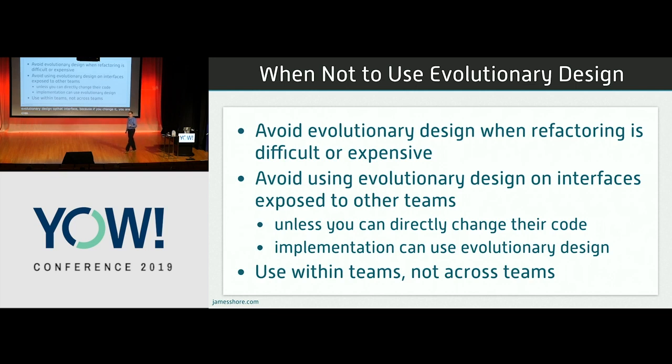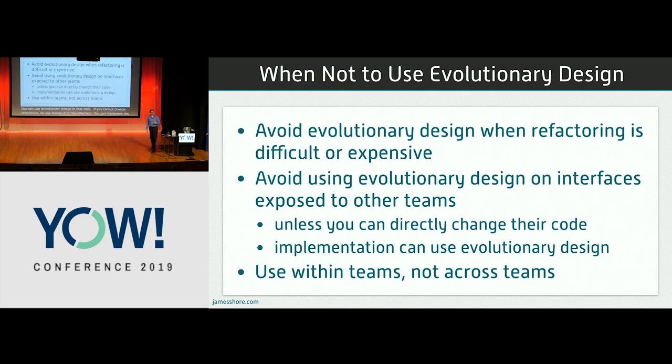Now, Google, I believe, gives their teams the ability to go out and change their consumers, so you can use evolutionary design in that case. But if you don't have the ability to change your consumers, don't use evolutionary design on the interface. You can still implement that interface with evolutionary design, all the internal details, but the interface has to stay fixed.